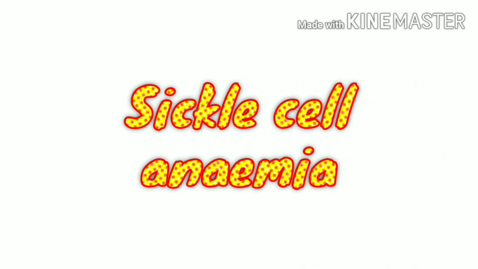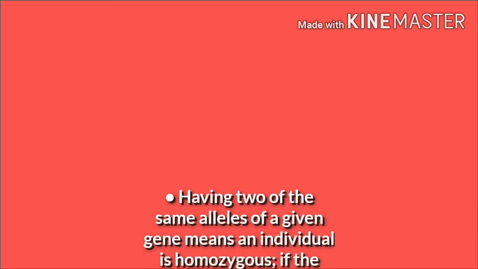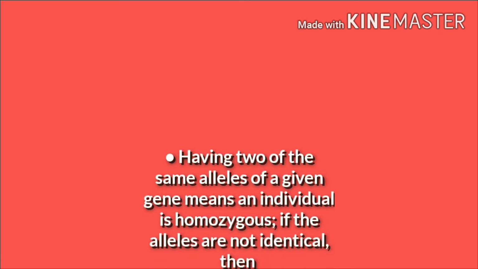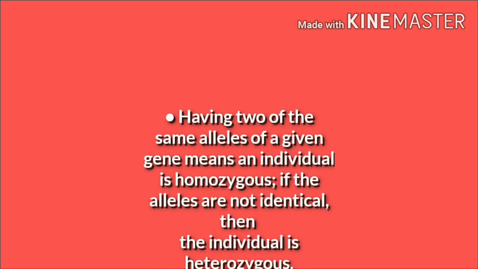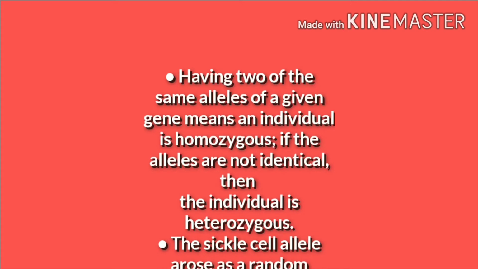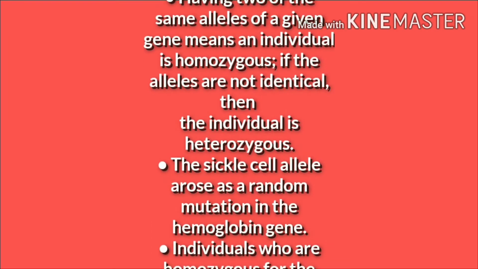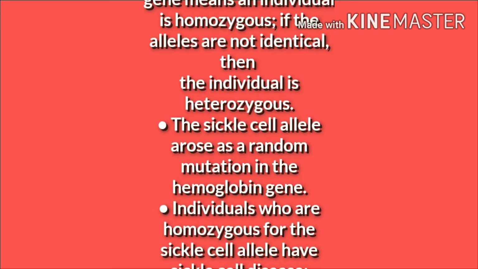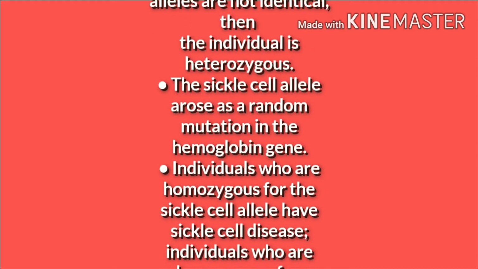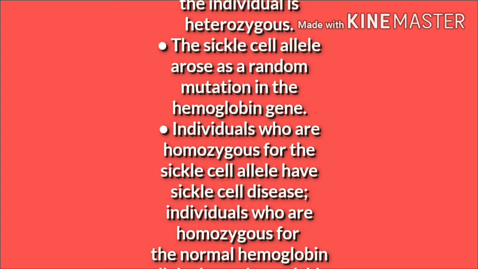The next Mendelian disorder that we are discussing is sickle cell anemia. As you have learned earlier, having two of the same alleles of a given gene means an individual is homozygous. If the alleles are not identical, then the individual is heterozygous. The sickle cell allele arose as a random mutation in the hemoglobin gene.